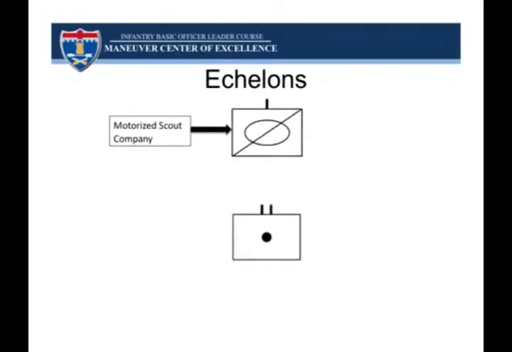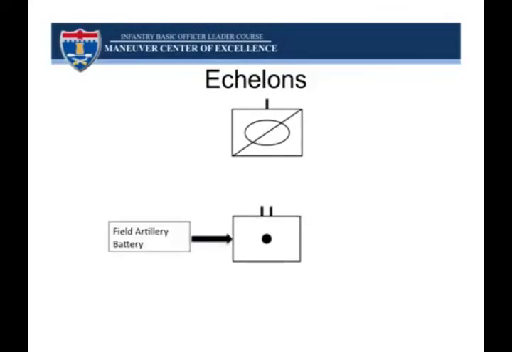Take these examples here. Using what we know about unit and echelon symbols, we know that the first symbol is a motorized scout company, and that the second symbol is a field artillery, battery, or battalion.